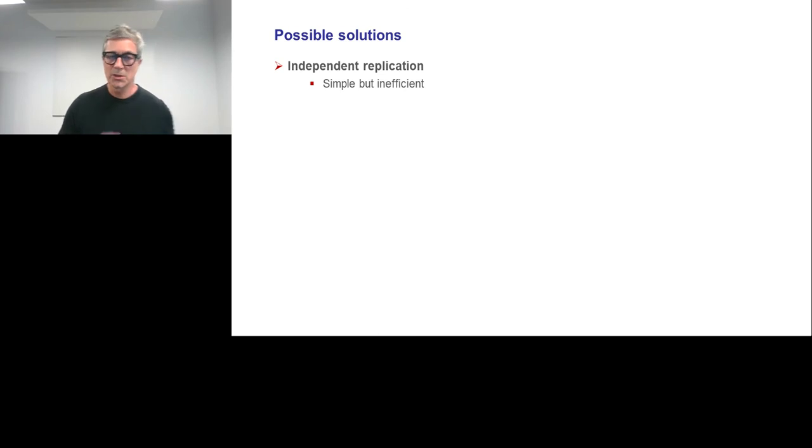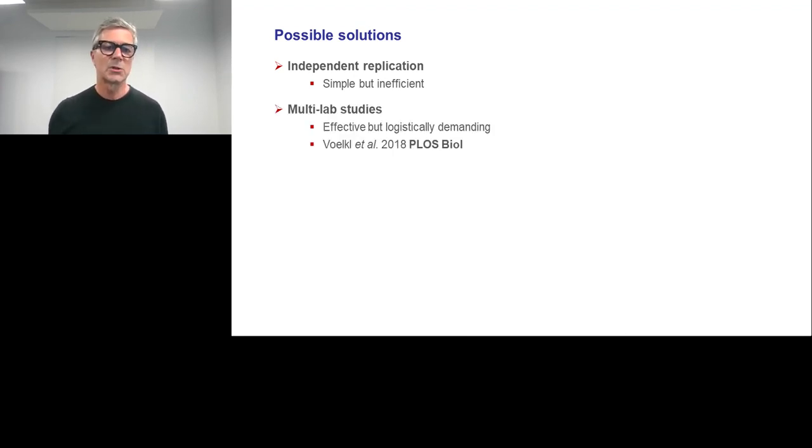So what are the solutions? Possible solutions, of course, we can go back as proposed by the Royal Society in the 17th century and do an independent replication. This can be a useful strategy, but even though it is a simple strategy, it is a rather inefficient strategy if we think that every single experiment would have to be replicated independently in a different laboratory by other scientists. And there are certainly better solutions to this.